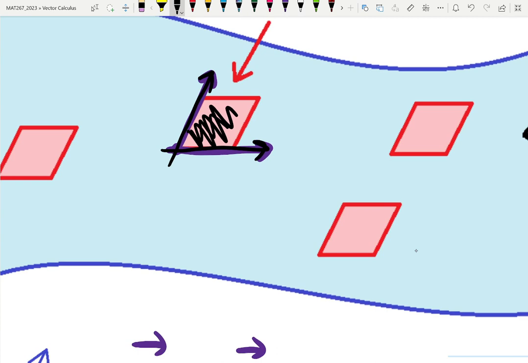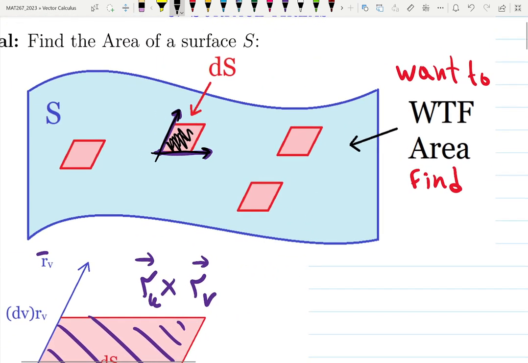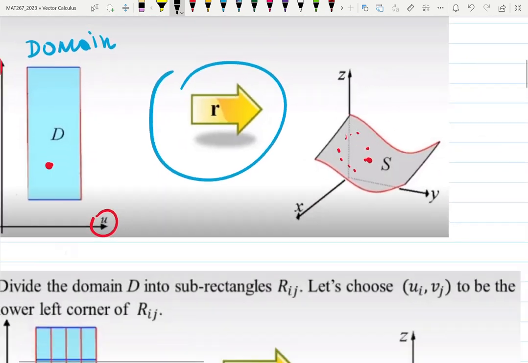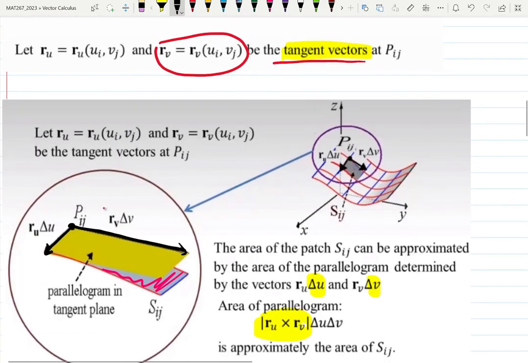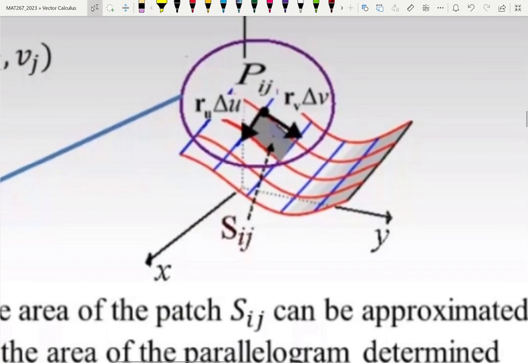Something is flying. We learned that formula like second week of classes. Maybe, oh no, it was cross product, so probably third week of classes. And now it comes back because cross product is extremely important. Okay, so that was a pretty cool idea that we're covering.